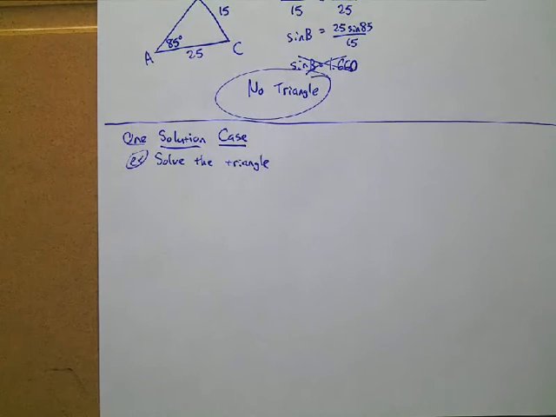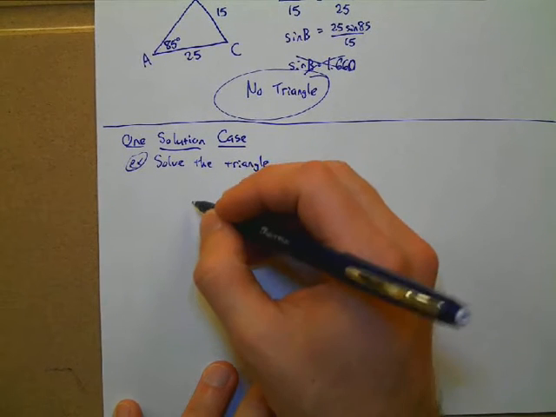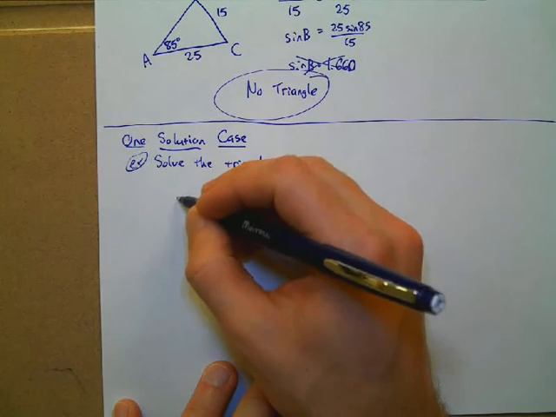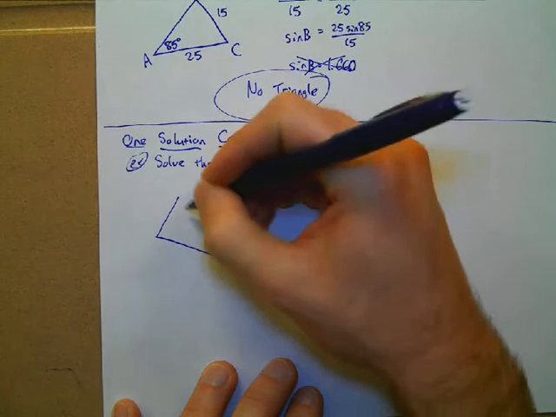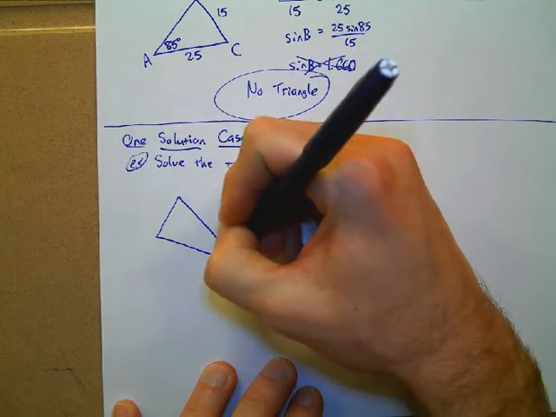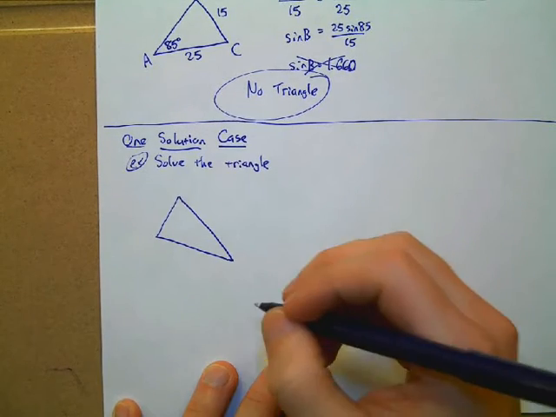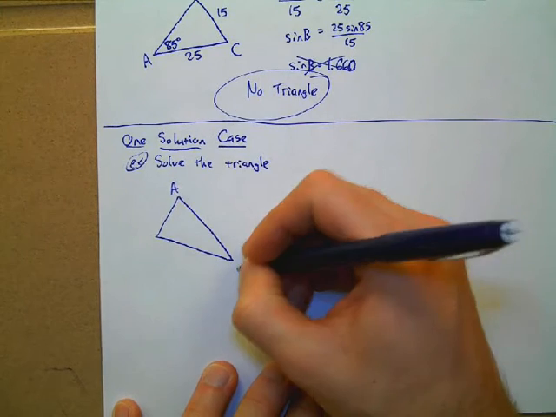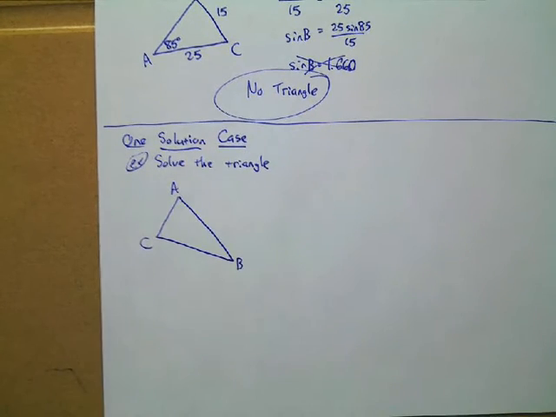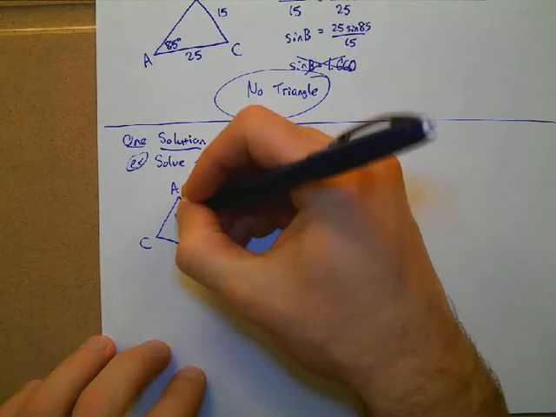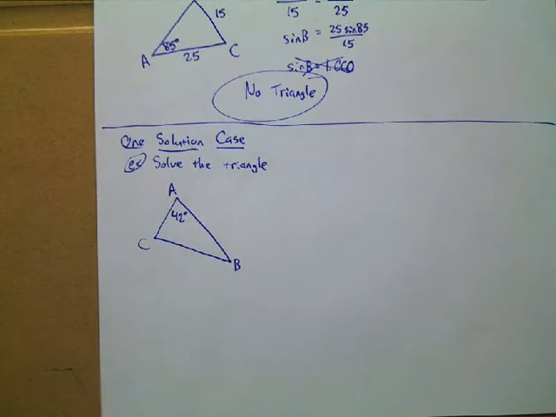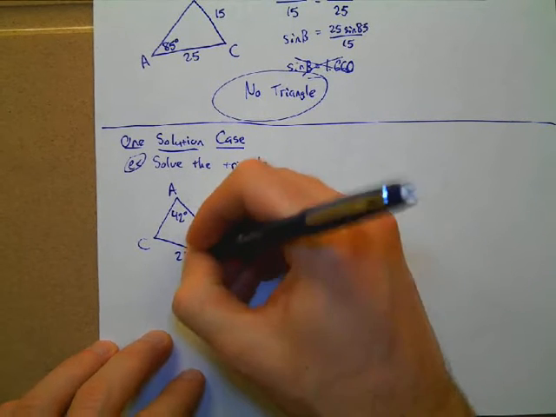I'm going to try and draw it a little bit different, just so that we're not used to seeing the same thing over and over again. Okay, so we'll have angle A, B, and C there. I'll say angle A is 42 degrees. The side opposite angle A we'll say is 22. And then we'll say the side opposite angle B is 12.